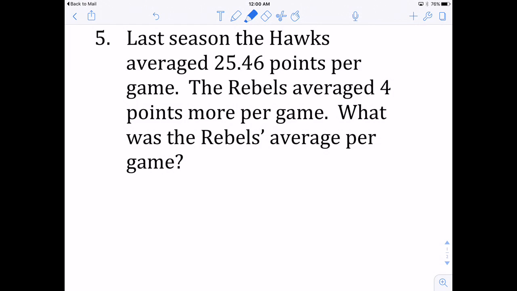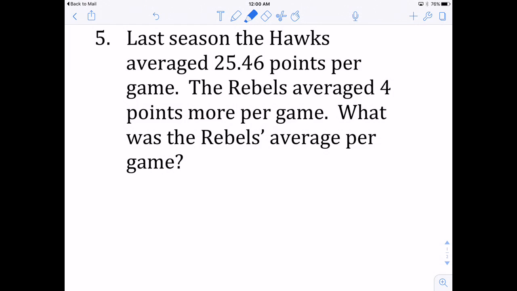These are points. Our answer is going to be points, so we know we're adding or subtracting. Now, 25 and 46 hundredths. 4 points more. The Rebels averaged 4 points more, so I'm going to add 4.